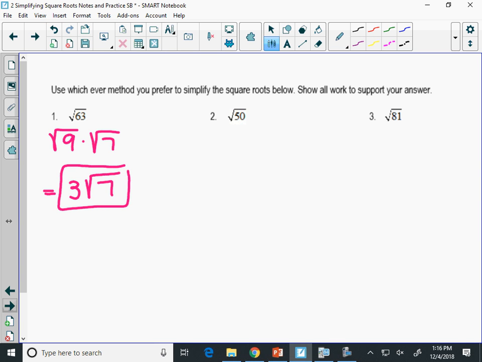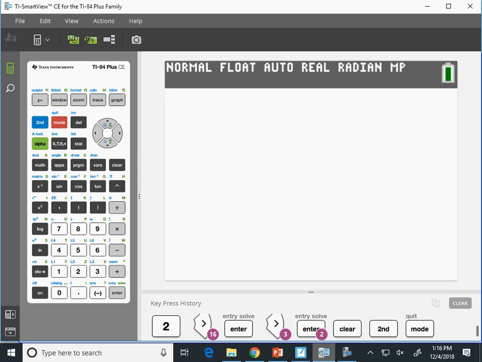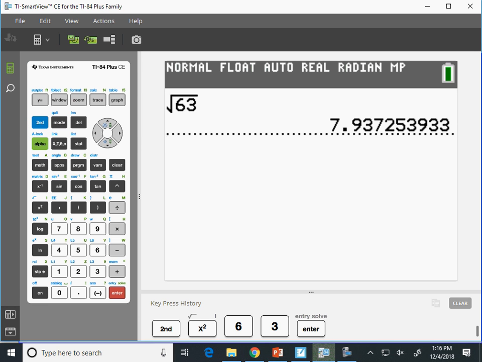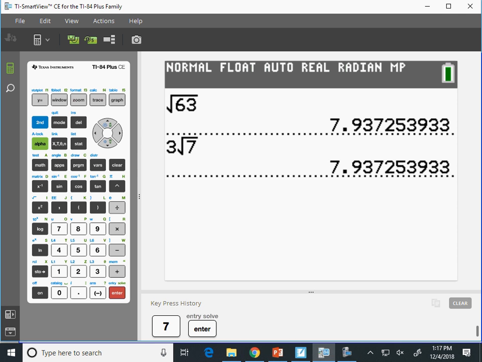That's it. You're done. And if you wanted to check your answer, you could take the square root of 63 in your calculator, hit enter, and see, is that equal to 3 radical 7? And it is. So you can check your work. You know you got the right thing.